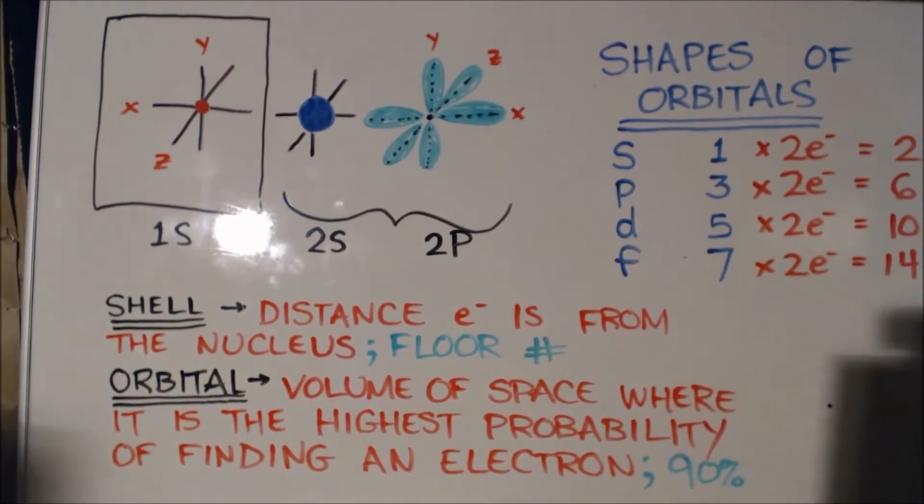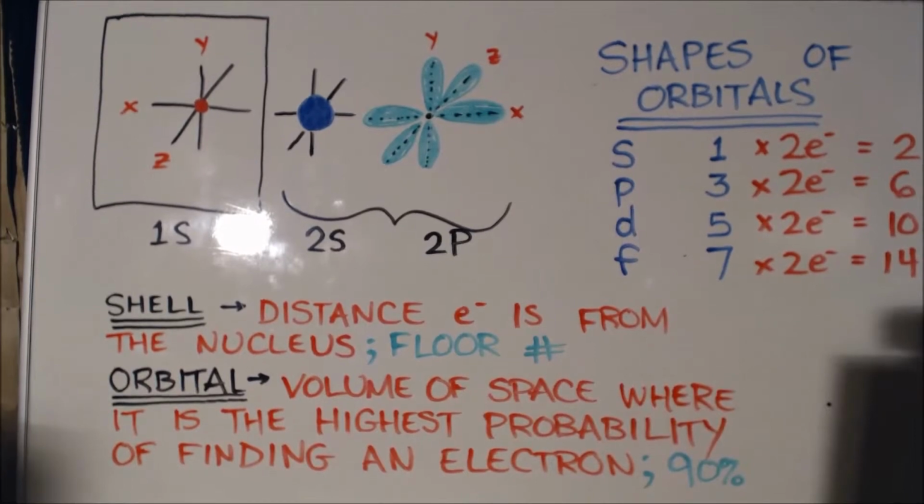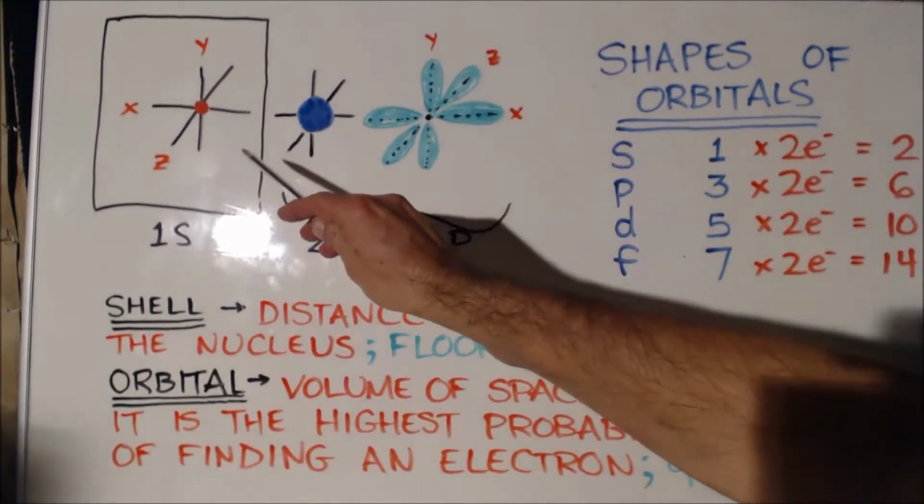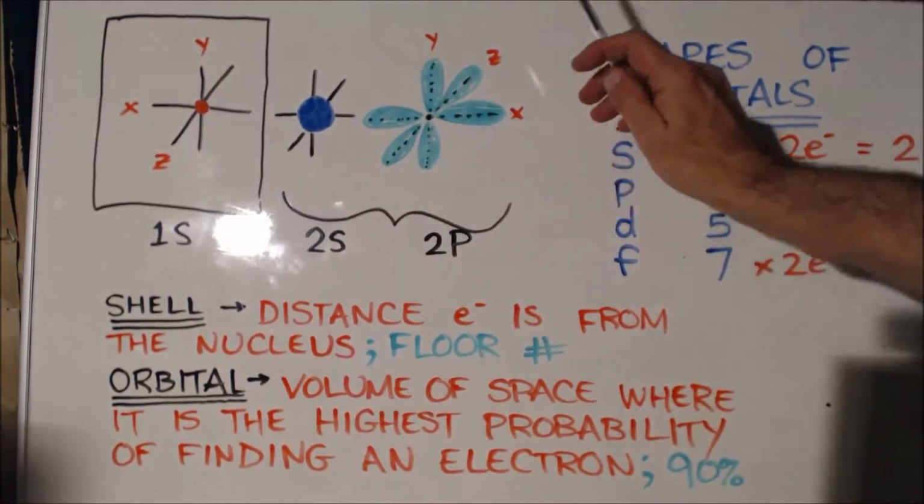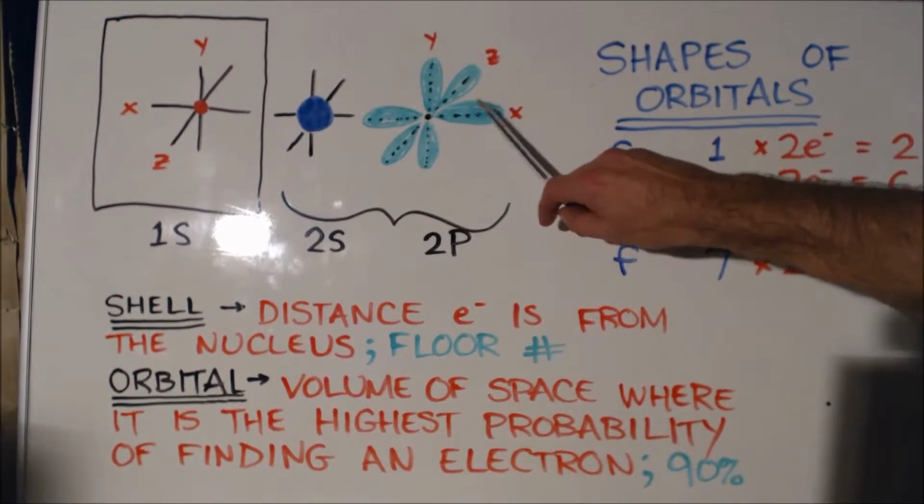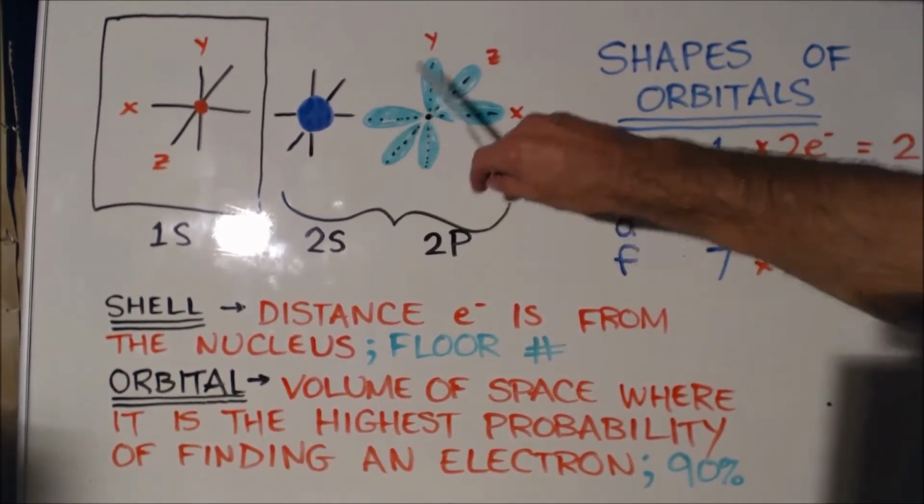So once you get past beryllium, you would be up to boron, right? Boron, you've got your same 2 electrons, 2 here, and then you've got 1 p electron. And that would go on one of these, either one. You can pick any one.